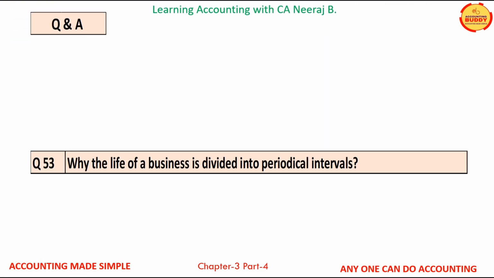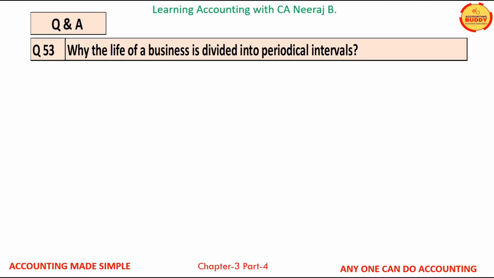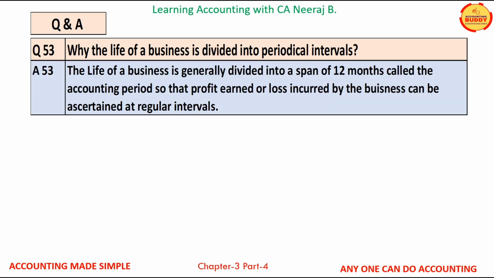Question number 53 on your screens is, why the life of a business is divided into periodical intervals? The answer is, the life of a business is generally divided into a span of 12 months called the accounting period, so that the profit earned or the loss incurred by the business can be ascertained at regular intervals.